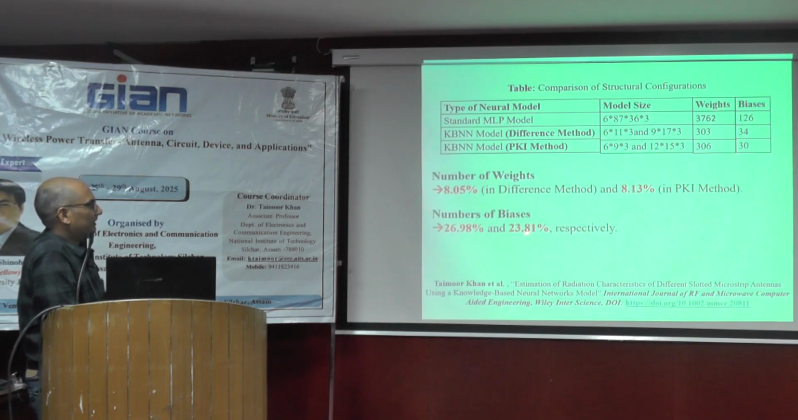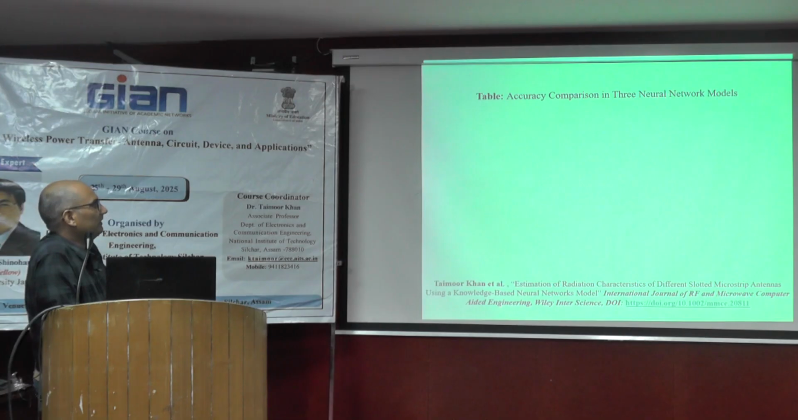Okay, here accuracy, number of weights are also... if you calculate that one percentage reduction, it is only 8.085% required in the difference method and 8.13% in the PKI method. Number of biases is this one.